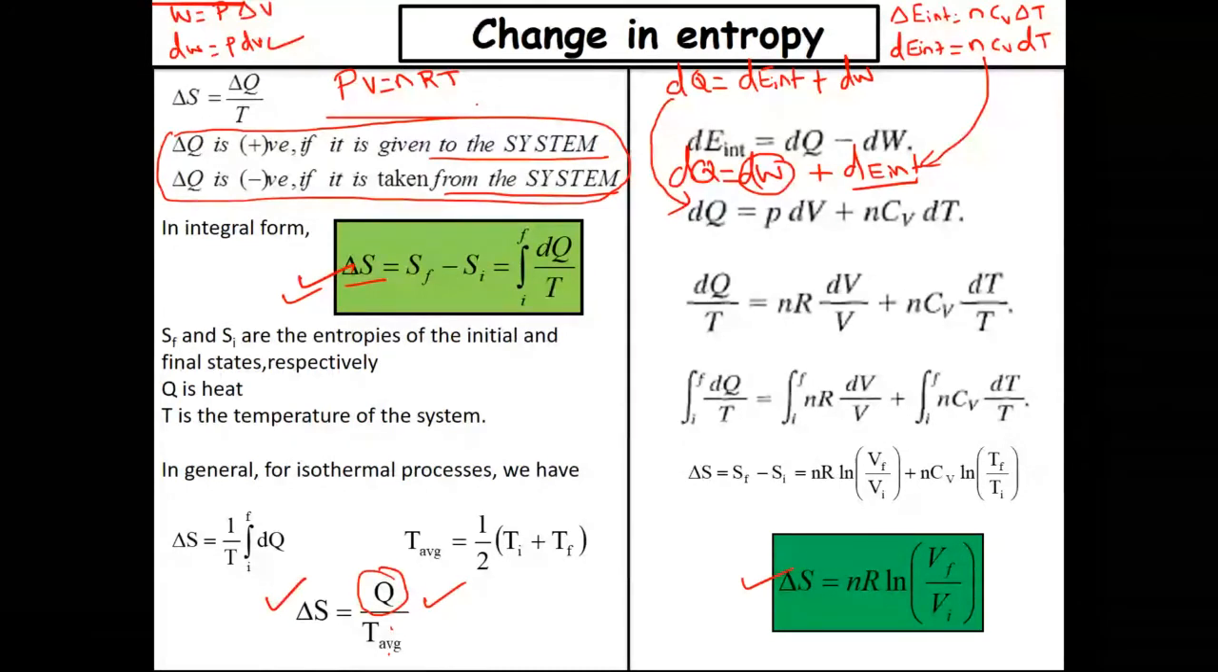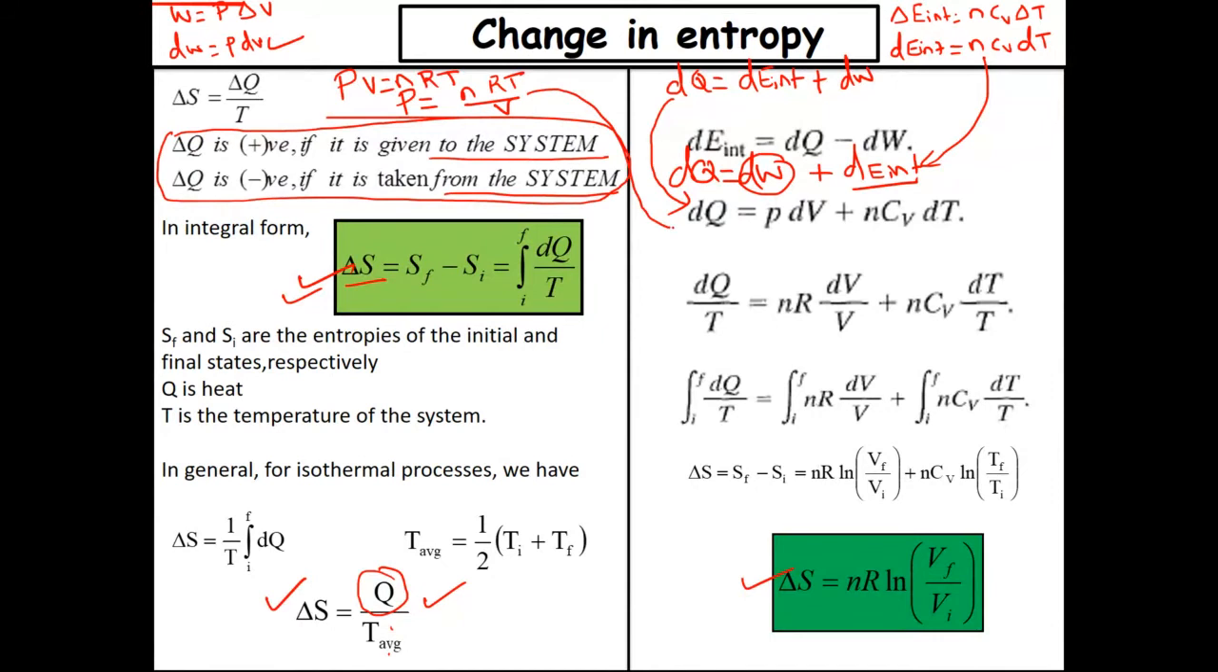Therefore, P equals nRT over V, so I am going to substitute it here. Your equation becomes like this: dq equals nRT dV over V plus nCv dT. Okay, now I'm going to divide this equation by T.